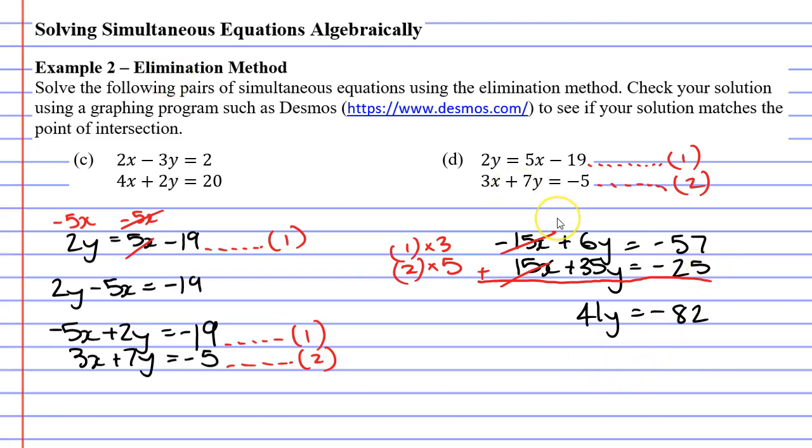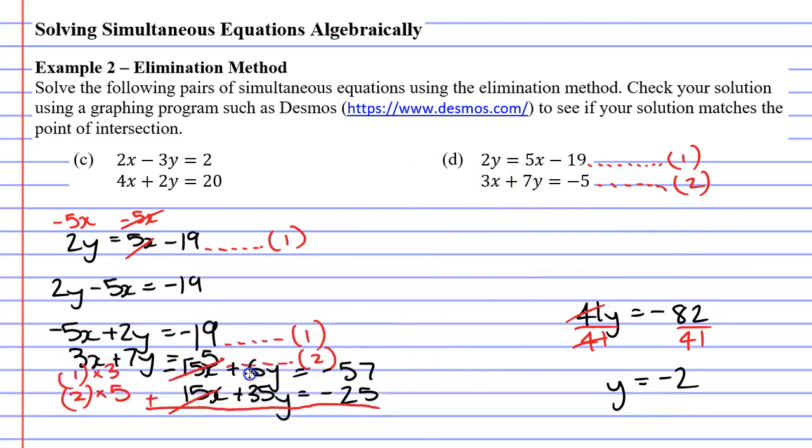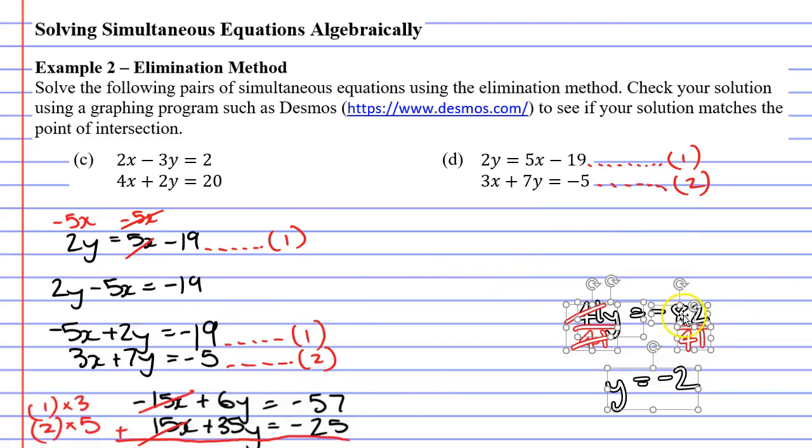All right, now we need to divide both sides by 41 to cancel out the 41. Y will come out to negative 2. Really nice. All right, now what we need to do is find x. We pick either equation. I think that I will pick equation 2. I just need to give myself some room to do this.